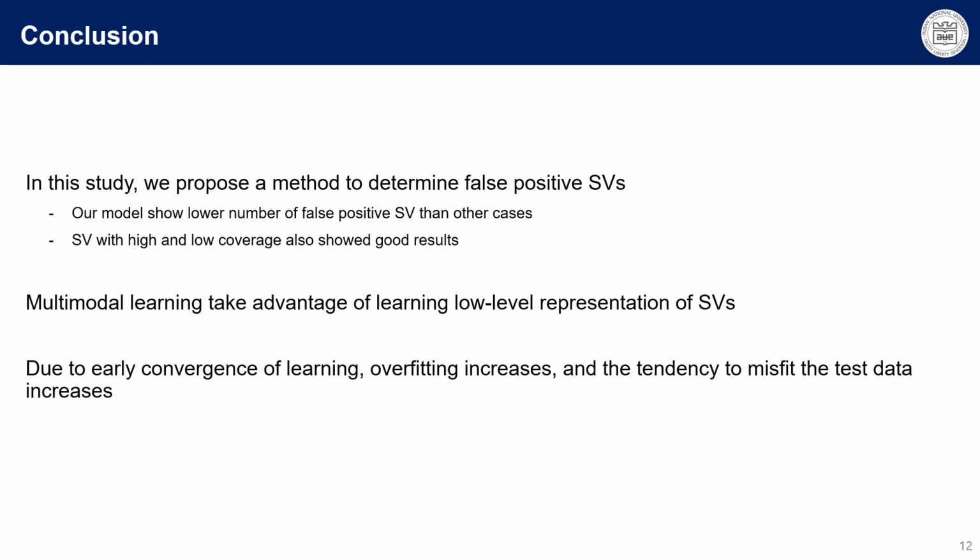But due to premature convergence of learning, overfitting increases and the tendency of misfit on the test data increases. If we improve this part, we expect to get higher performance.